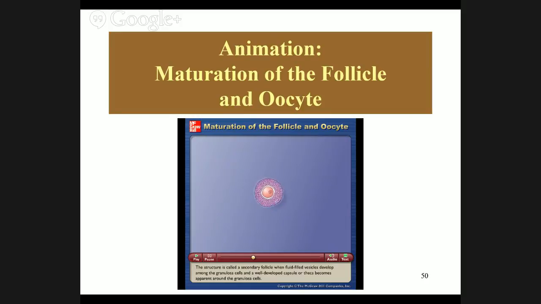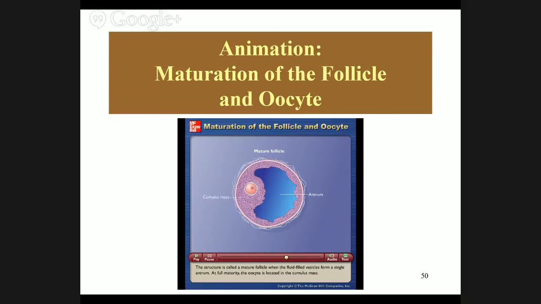The structure is called a secondary follicle when fluid-filled vesicles develop among the granulosa cells and a well-developed capsule, or theca, becomes apparent around the granulosa cells. The theca possesses internal and external layers. The structure is called a mature follicle when the fluid-filled vesicles form a single antrum. At full maturity, the oocyte is located in the cumulus mass.